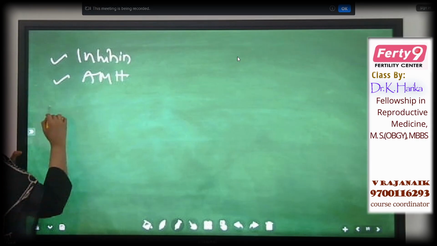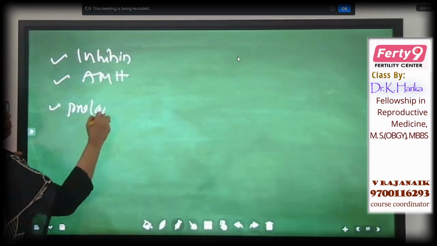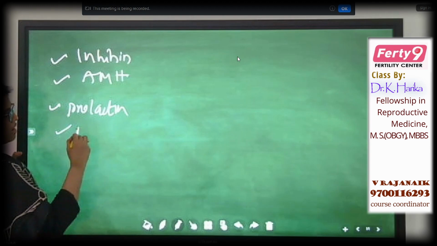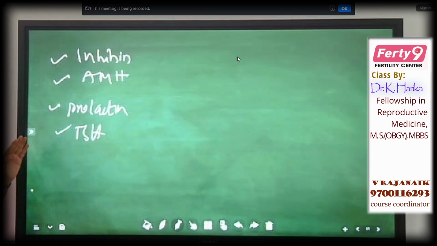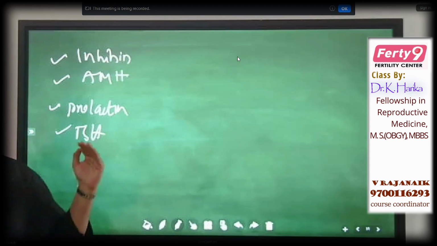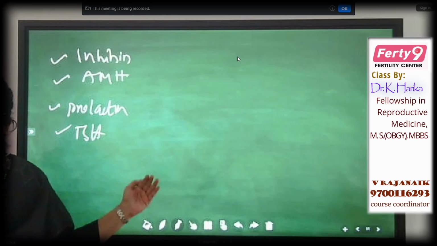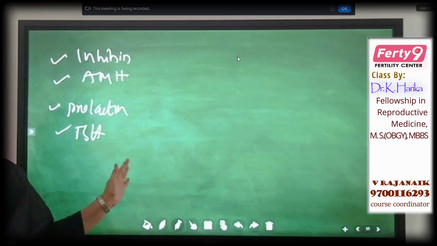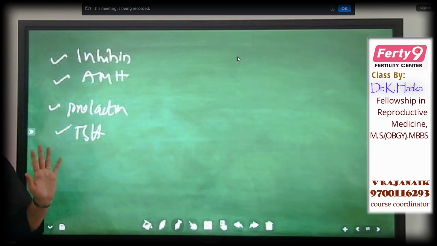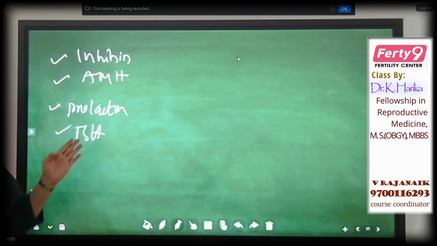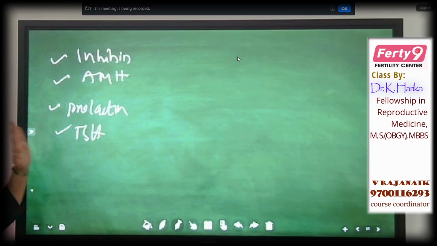Next is prolactin and thyroid hormone. Previously we have discussed hyperprolactinemia and hypothyroidism. They cause decreased FSH and LH and will affect spermatogenesis. So this is all regarding the hormone evaluation. The main things are FSH, LH, testosterone. The other things are inhibin, AMH, prolactin and thyroid.